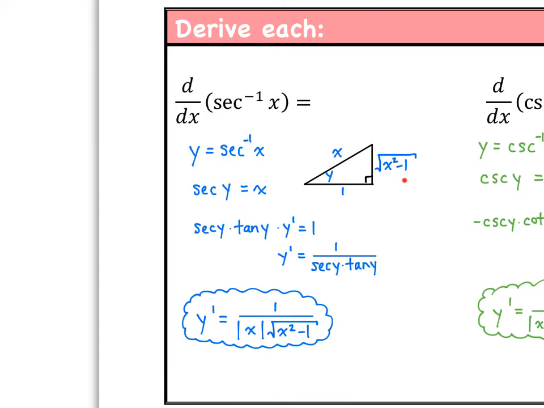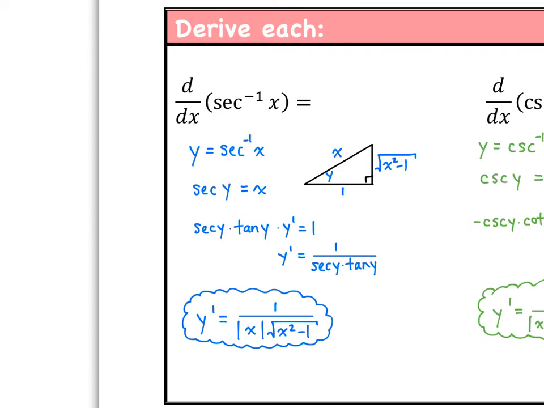Taking the derivative now of this, we have secant y tangent y times y prime equals 1. And getting y prime by itself, we get 1 over secant y tangent y. Now, using our triangle from above, the secant of y is simply the absolute value of x, because that can't be negative here. So we're looking at the absolute value of x. And then the tangent of y is just going to be the square root of x squared minus 1.